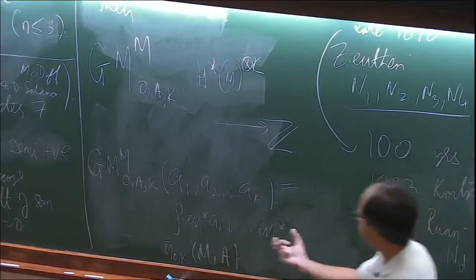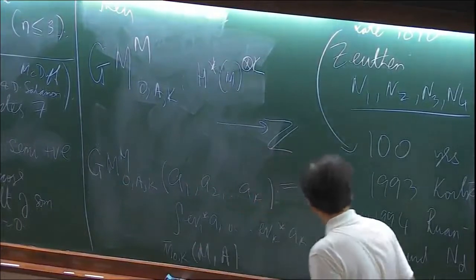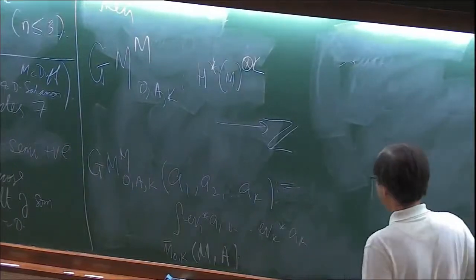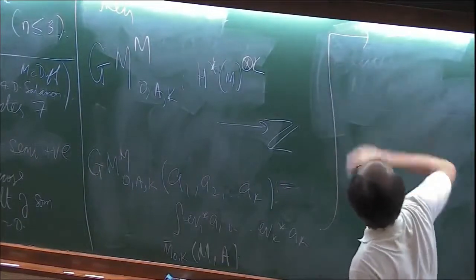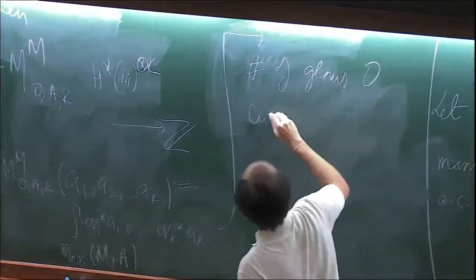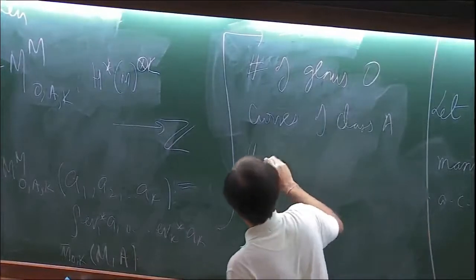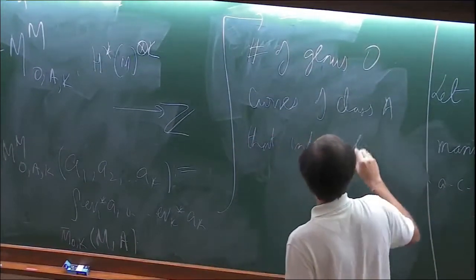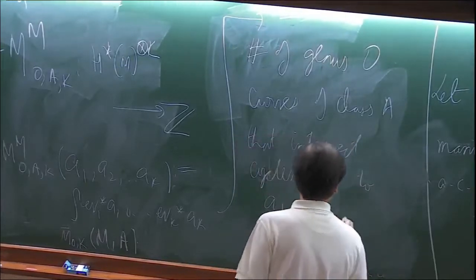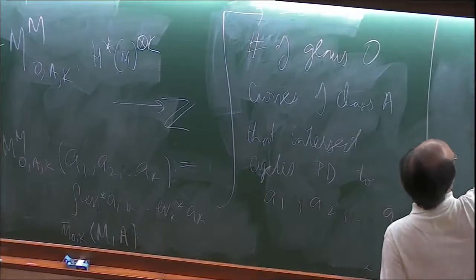So typically the dimension of this class and the dimension of the moduli space will not match. In that case, it is just formally zero by my convention. So what happens when dimensionally they match? This is going to be equal to, this is part of the theorem, the number of genus zero curves representing the class A that intersect cycles Poincare dual to A1, A2, AK. And just 30 seconds more, I'll just say the last thing and continue tomorrow.